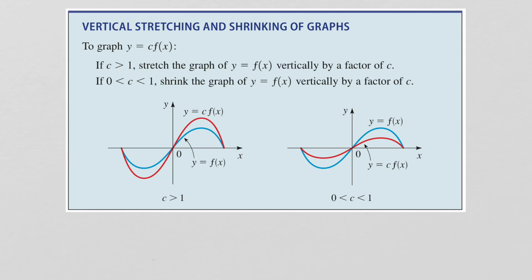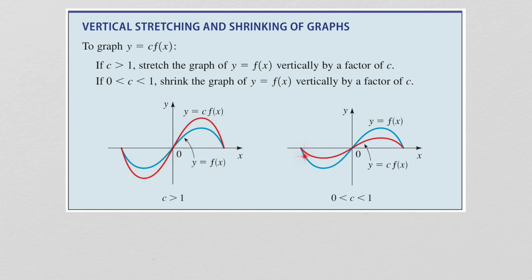Graphs can also be stretched or shrunk vertically. To stretch a graph, we multiply the function by a constant c that is bigger than 1. And to shrink a graph, we multiply the function by a constant c which is in between 0 and 1. So for example, if this blue graph is our function, multiplying it by a number c that is larger than 1 is going to essentially make the graph taller.